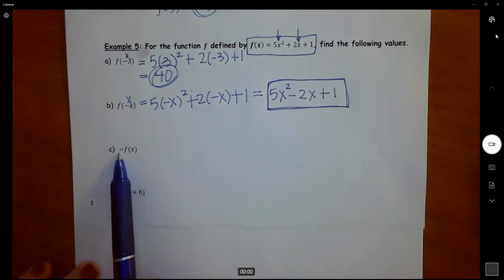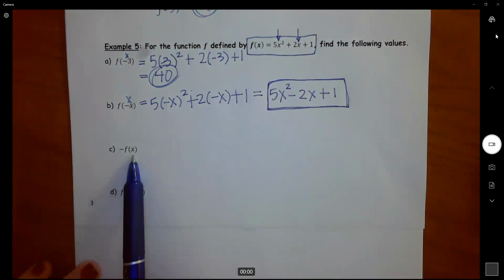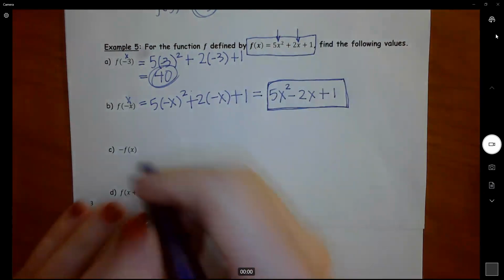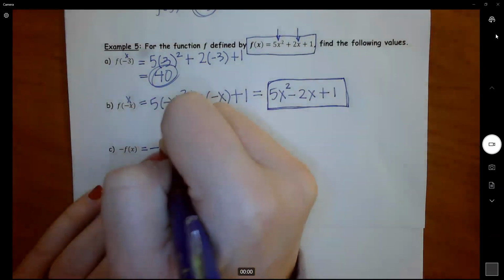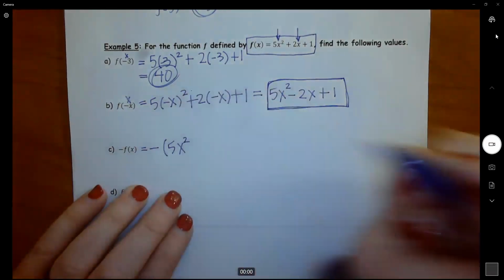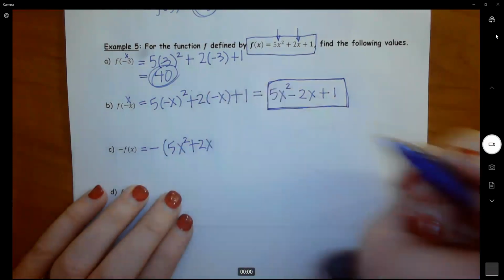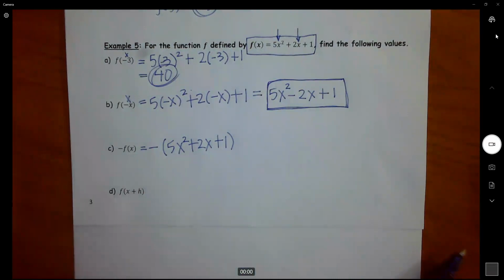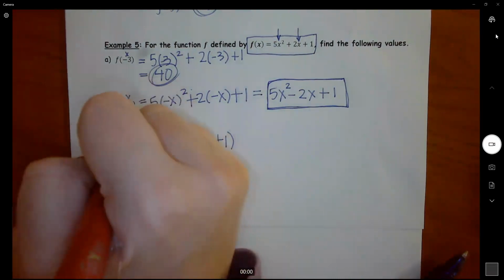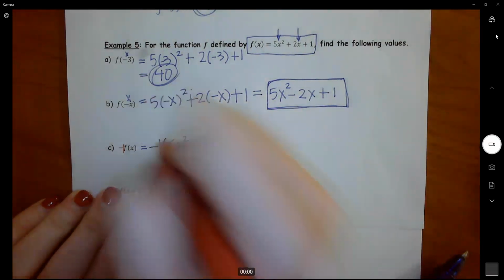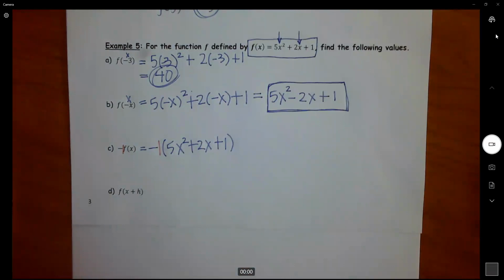Notice on this one now I have the negative function of x. So exactly kind of what this looks like, I want a negative before my function. So this equals negative, and then write your function, 5x squared plus 2x plus 1. You can also think of this as a -1 times the function. And so we could do a -1 outside instead of just a negative.